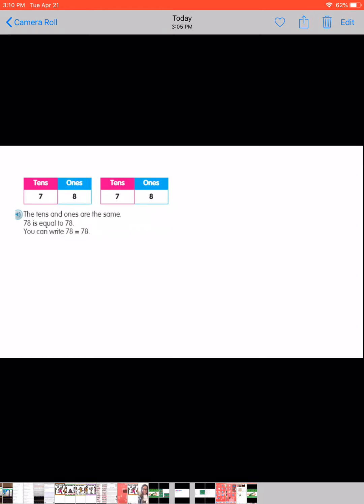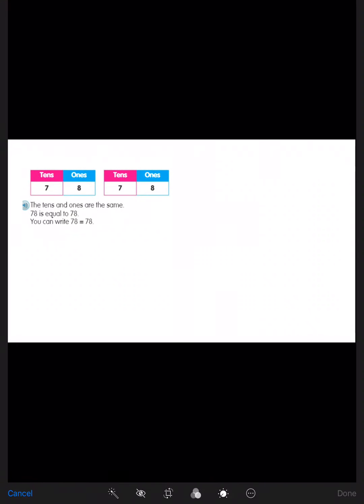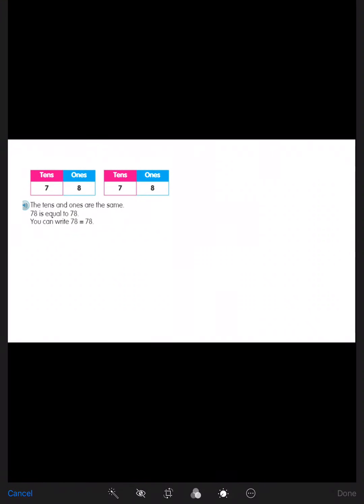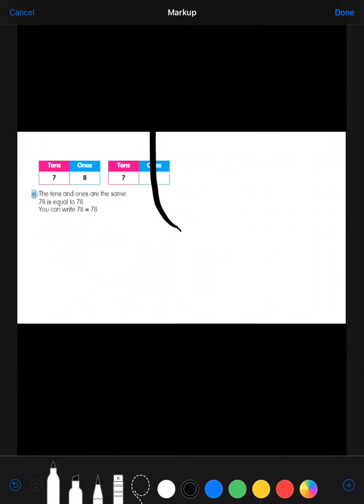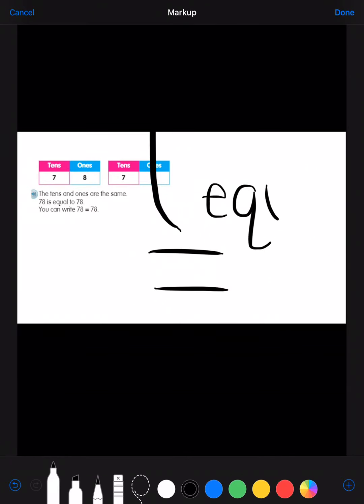Okay, so we are going to talk about one more thing that we didn't talk about yet, and that is the equal sign. Now, the equal sign just looks like two minus signs, and you know what that is. It just looks like this right here. That's the equal sign, and here's how you spell equal. And equal means the same, okay?